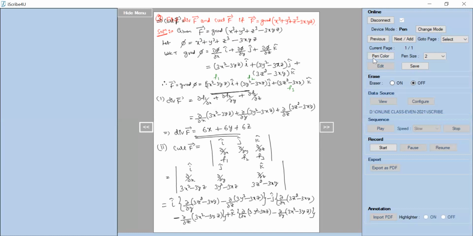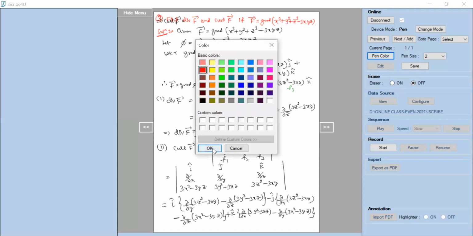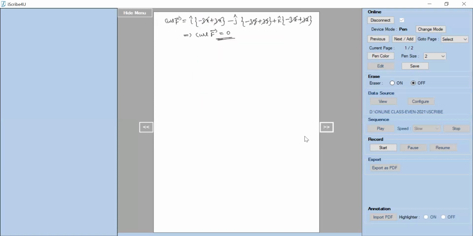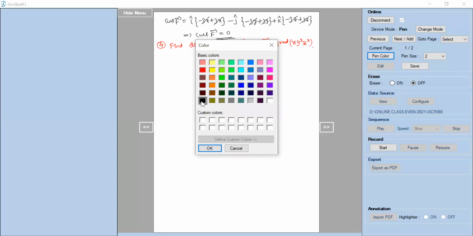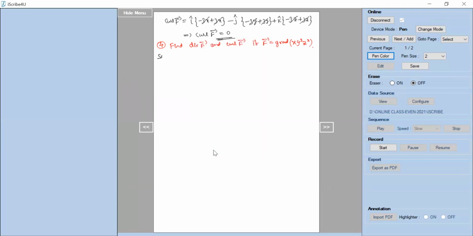In the same way, I'm going to solve one more problem of the same type. Let us find div, curl, etc. The fourth problem is: find div F and curl F if vector F equals gradient of x y³ z². So it is very much similar to the last one.